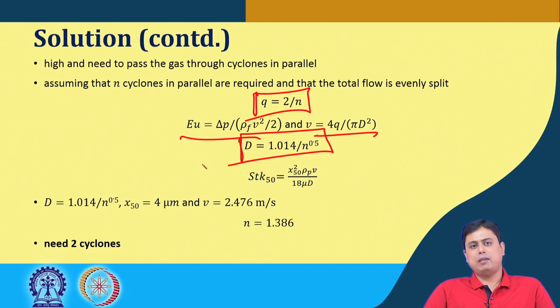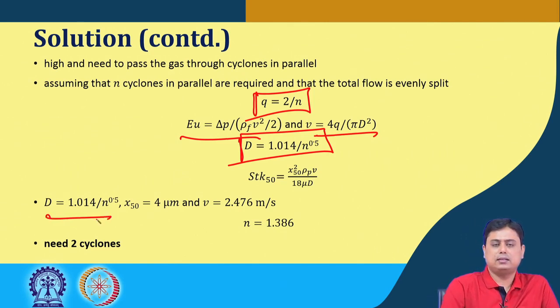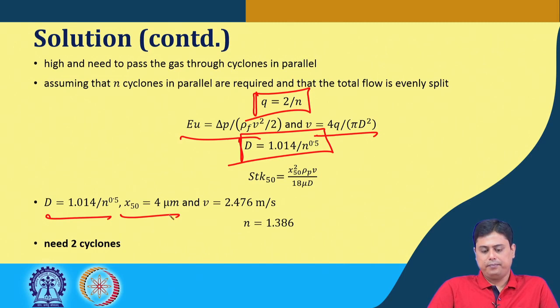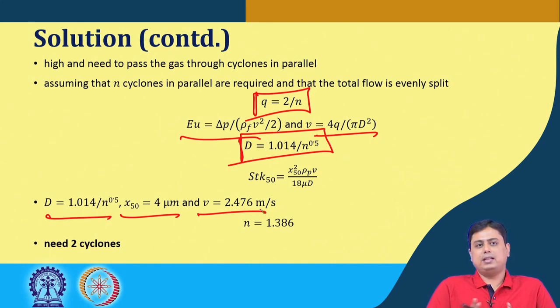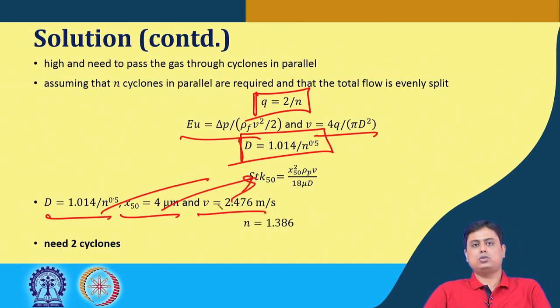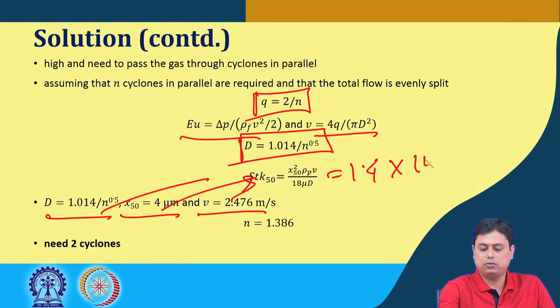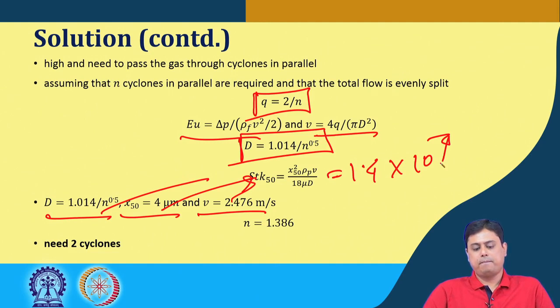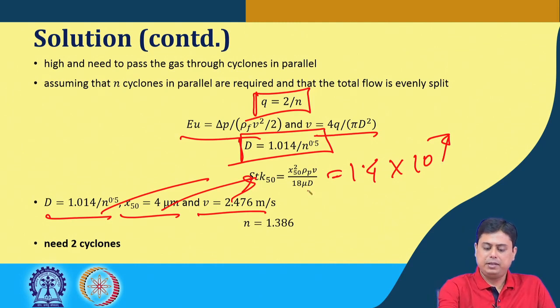Now, with this revised diameter, we again check that it matches the given Stokes number, because this is a fixed constant number. So, which means we have d as this value where n is unknown. We have the cut size of 4 micron that is desired, and this u that comes from the Euler number, which will not change since the Euler number is not changing. Accordingly, we adjust our diameter. We use these three values in this expression, that is the Stokes number again, which is 1.4 into 10 to the power minus 4. All other parameters are known.